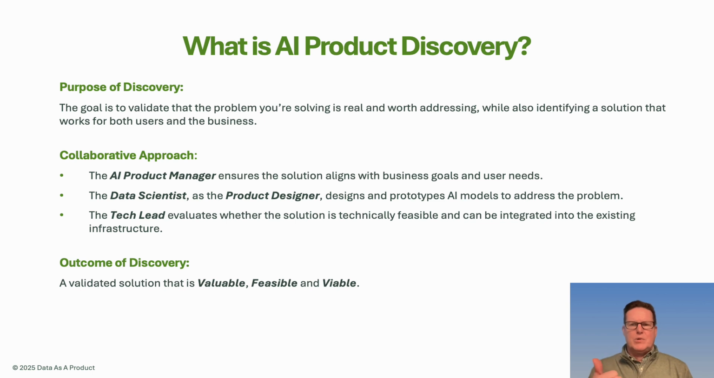Now, the outcome of discovery is having a validated solution that's going to meet the following criteria. First, it has to be valuable. That means, will users adopt it because it solves a real problem for them? Second, it's feasible. Can it be built with available technology, data, and resources, not only that are available generally, but to your company? And then third, viable. It needs to align with your business goals and constraints, like budget, legal, and compliance concerns. By focusing on collaboration and validation, the AI product discovery phase reduces the risk of building solutions that fail to meet user or business needs.